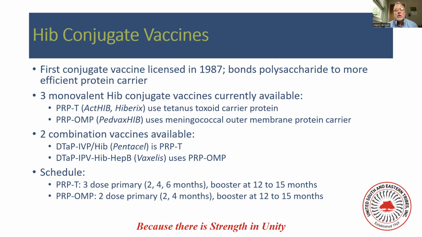There are 2 combination vaccines that have DTP. They both have IPV. That should say IPV, not IVP. And one of them is actually against hepatitis B as well. It's important to know which one because they're 2 different vaccines for the Hib part. All right, next slide.